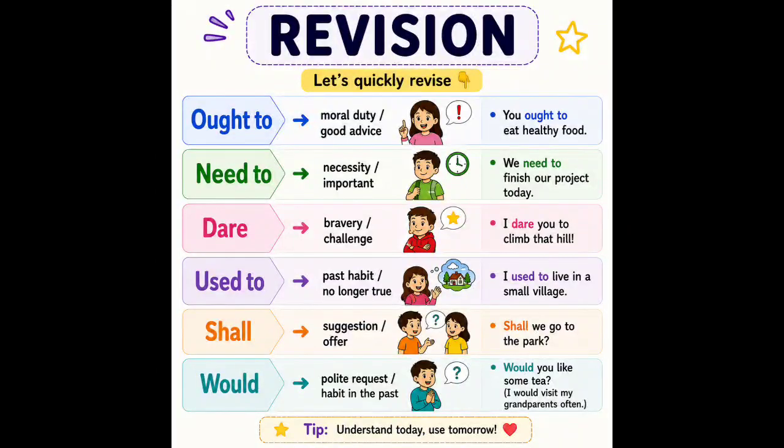Now let's quickly revise. Ought to is used to give an advice, need to represents necessity, dare is used for giving a challenge, used to represents a past habit, shall is used for giving an offer or a suggestion, would is used to make a polite request. See, modals are actually very easy when explained simply.